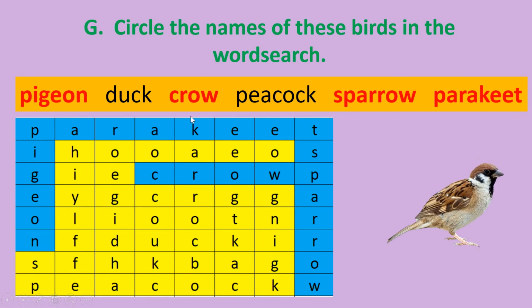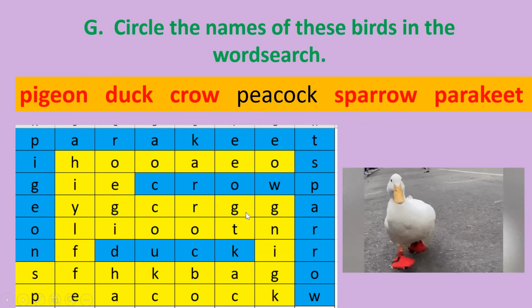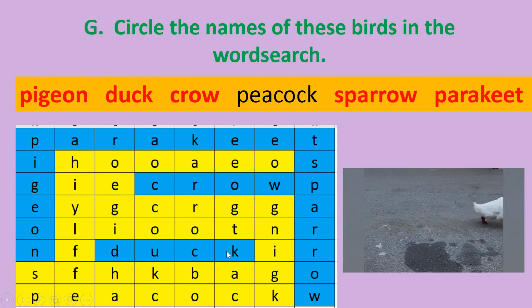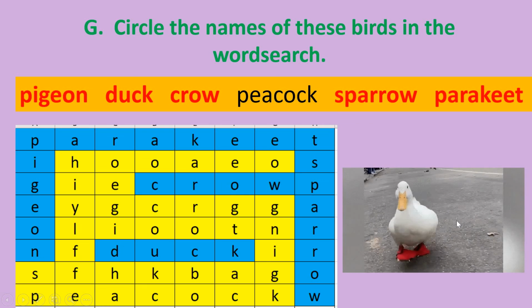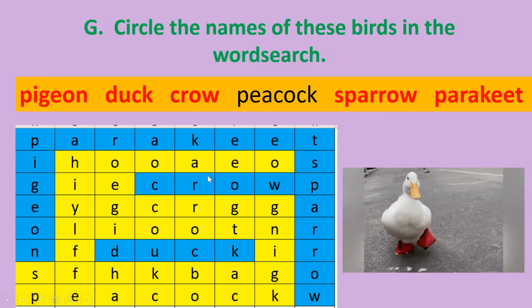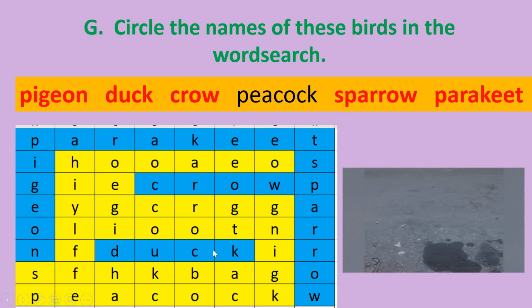Now this is a sparrow. Sparrow. SPARROW. Down. Sparrow. Next is, how many are left? Only duck and peacock. Two more words we have to find out in this crossword. Now this is a duck. See here, across, D-U-C-K, duck. So walking so cutely, so cute. Now only the last one is left, that is peacock.